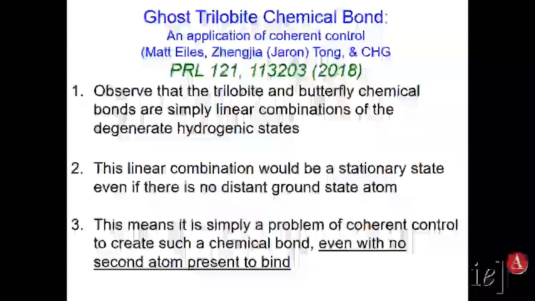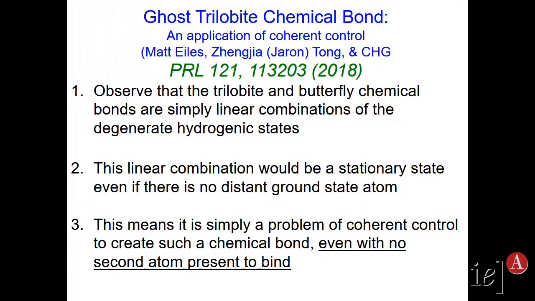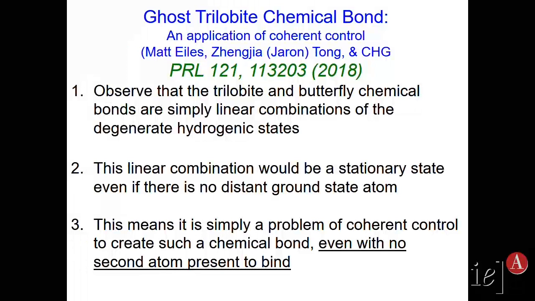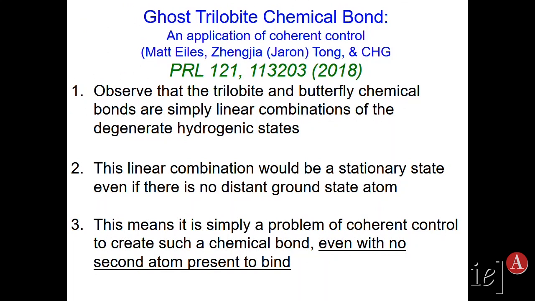But now let me tell you about the new development that we published just last fall about the ghost trilobite chemical bond. And the idea of this came from thinking a little about what does it mean to have degenerate states. It means any linear combination of a set of degenerate states is also an eigenfunction of the Hamiltonian, right? It's a stationary state. It doesn't matter what it is. We're used to thinking of, say, for a hydrogen atom, 30s, 30p, 30d in this representation, but there are others.